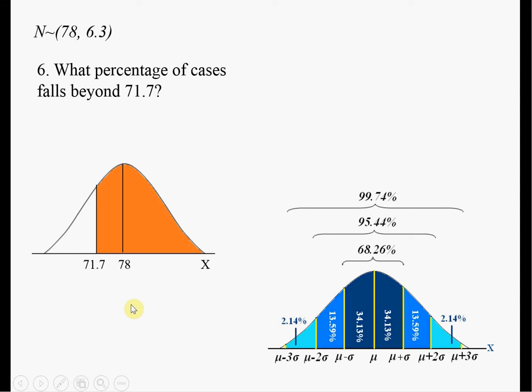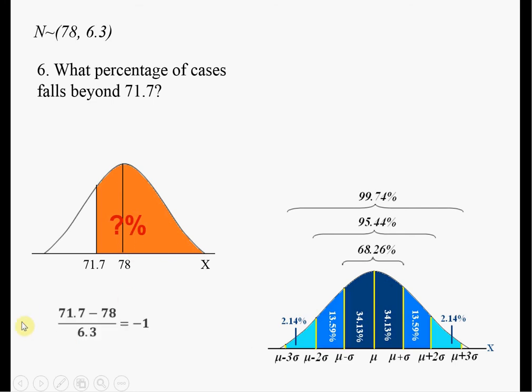Okay. Now, let's first figure out the size of this slice. First figure out what percentage of cases lie between 71.7 and 78. To figure that out, we need to figure out between 71.7 and 78 how many standard deviations there are. Again, we just reinstate this question. We need to figure out this big percentage here.